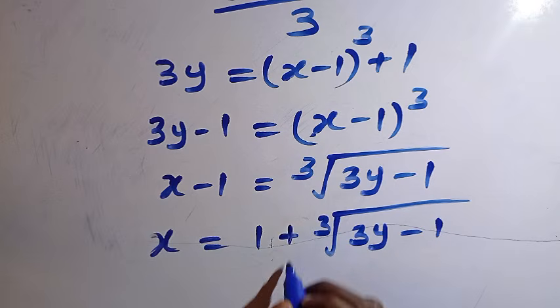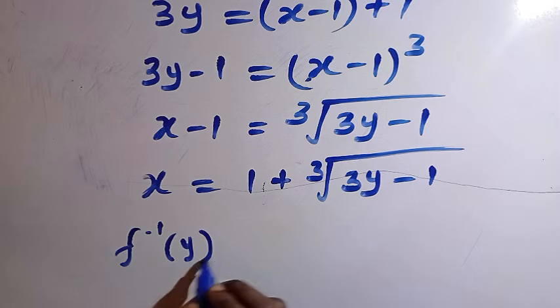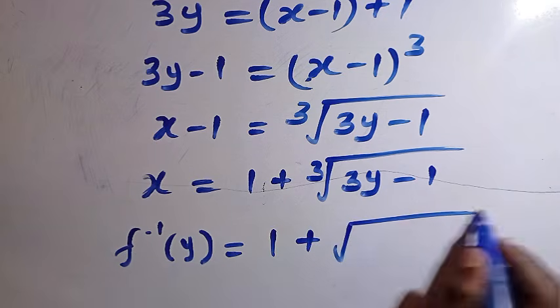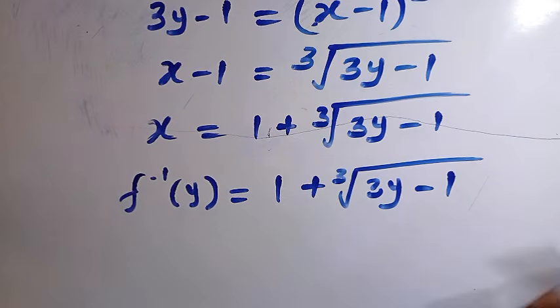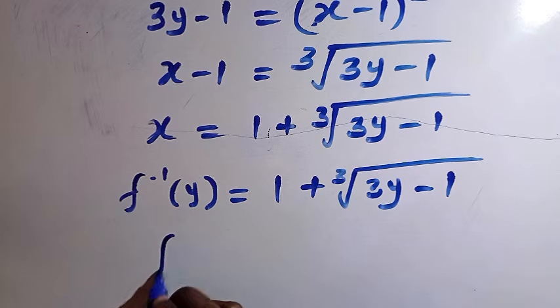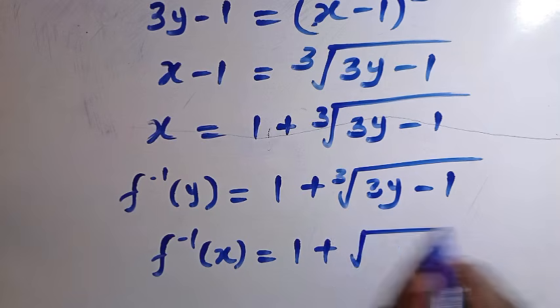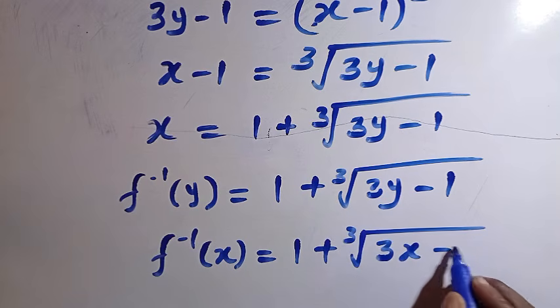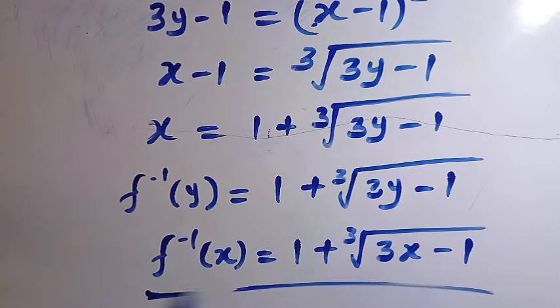Then we are going to consider this as x, but above we have x equals f inverse of y. So by replacing this x with f inverse of y, we have 1 plus the cube root of 3y minus 1. But it is f of x we need, not f of y. We change this y to x, and we have 1 plus the cube root of 3x minus 1. This is what we have. And any number satisfies this as far as this is a cube root. This is for f inverse of x.